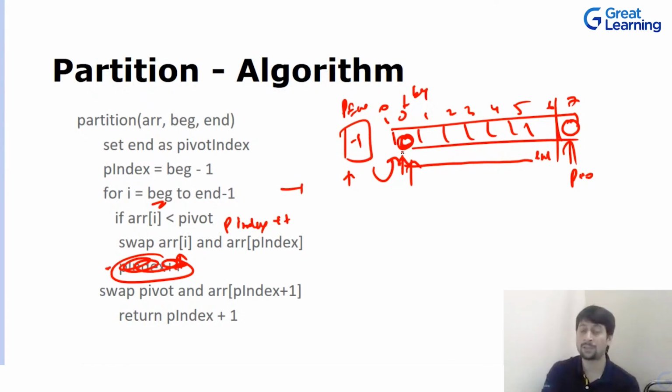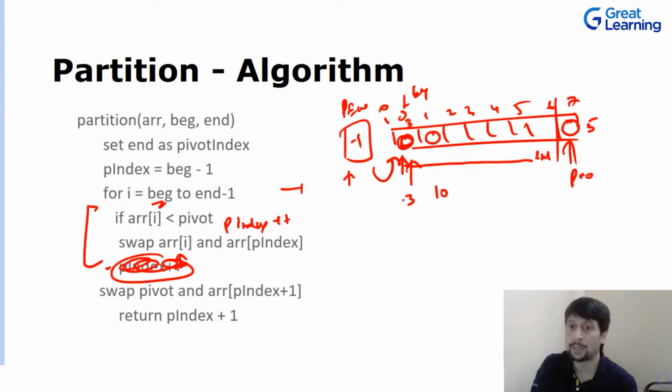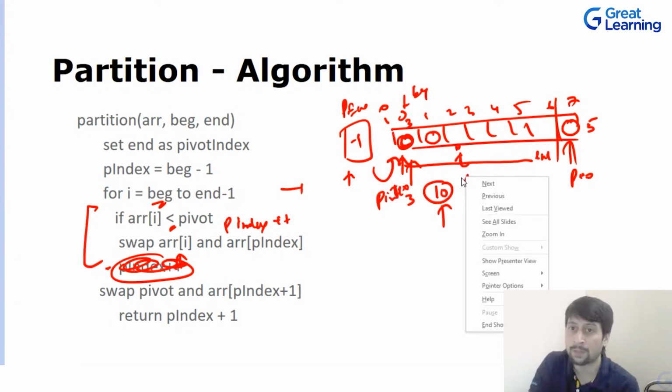Once we are done with this step, we are still in this for loop, and we check the next element. Let's suppose this element is not less than the pivot. Say this was 5 and this element was 3, and the next element was 10. Now this element is not less than pivot, so we increment our I. So I is here and p index is still here because we just incremented it. This is 10. Now let's suppose this next one is 2, which is less than pivot.